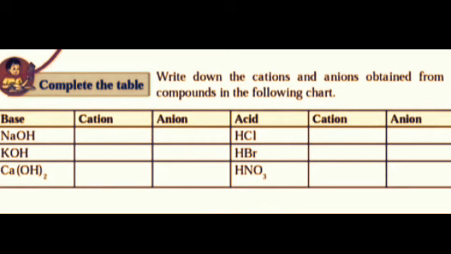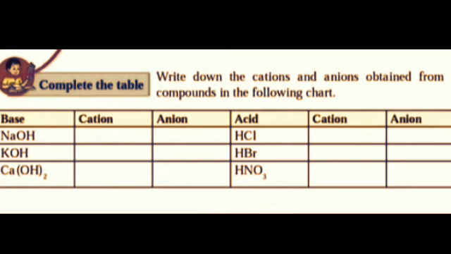Also, the radicals are divided into monoatomic radicals such as Na+, Cl-. So they are called simple radicals or monoatomic radicals. That means a single atom is there. Another is the composite radical. That means it contains more than one atom. That is SO4 2-, NH4+. Such radicals are called composite radicals.